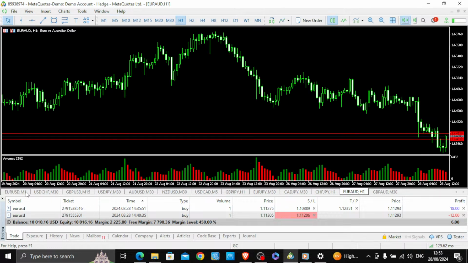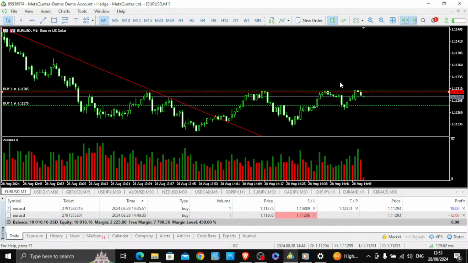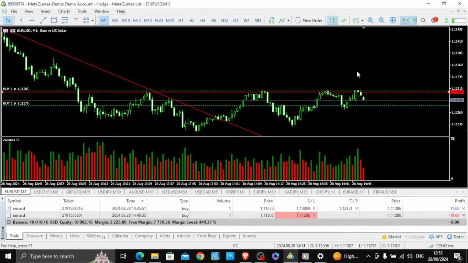Okay, let's go back. Look at here, the market has refused. It tried, it has not been able to break this area, which means the best thing to do may not be to buy, because what doesn't go up will definitely go down. That's what is happening.